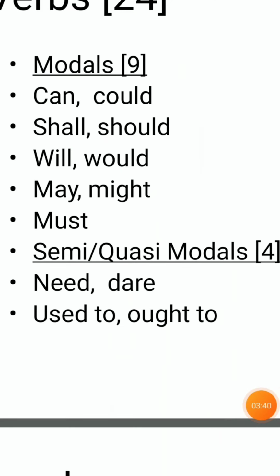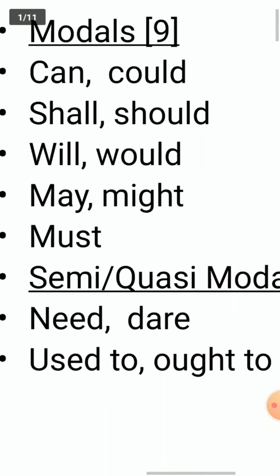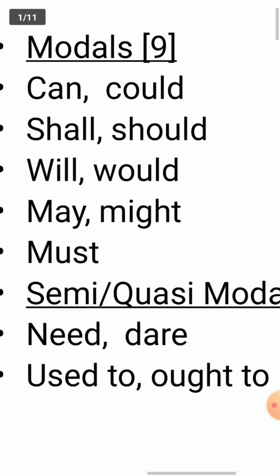Listen carefully, dears. There are 9 modal auxiliaries. They are can, could, shall, should, will, would, may, might, must. Once again I repeat, there are 9 modal verbs in English: can, could, shall, should, will, would, may, might and must.